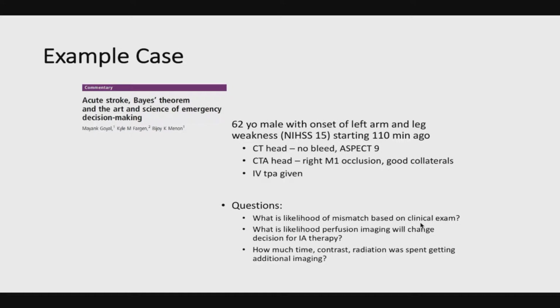You have just given this patient 90 milligrams of systemic TPA based on non-contrast head CT alone. And now you want to stop and delay the mechanical thrombectomy for at least another 30 minutes, if not another hour, just because you want to have more information. That's really not going to change the way you will manage that patient in any way. So is it really worth it?